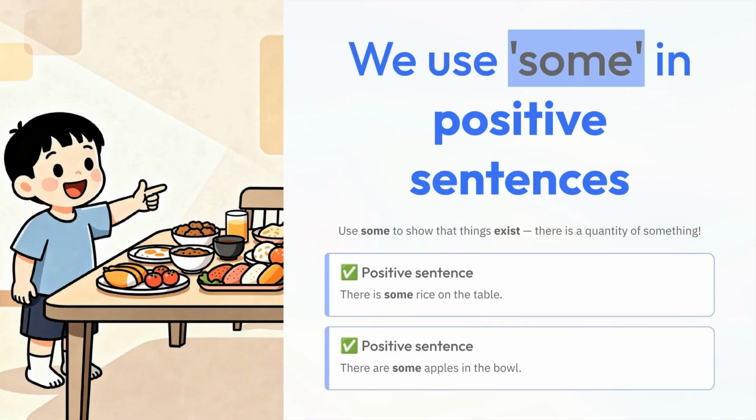Use some to show that something exists. There is a quantity of it. For example, there is some rice on the table. There are some apples in the bowl. These are positive sentences, so we use some.